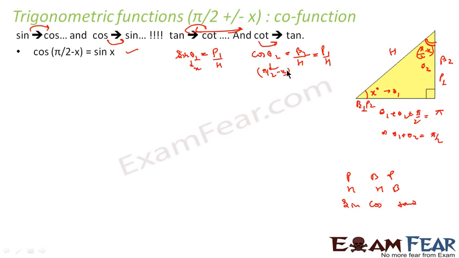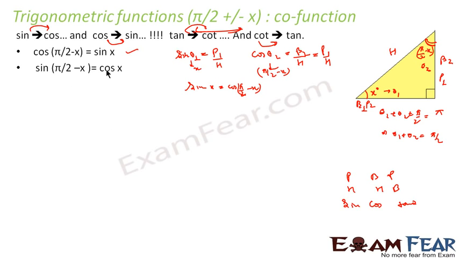Sin theta 1 is equal to p1 by h, cos theta 2 is equal to b2 by h, and we know that p1 is equal to b2, so this is equal to p1 by h. Both are the same. So we can say sin theta 1 is equal to cos theta 2, where theta 1 is equal to x and theta 2 is equal to pi by 2 minus x. So we can say that sine of x is equal to cos of pi by 2 minus x. So this we have.